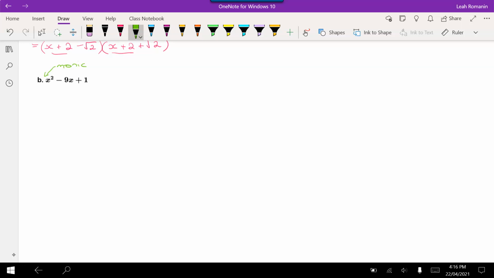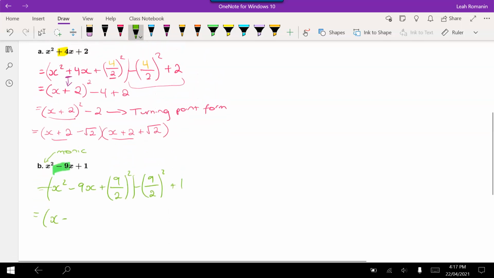So going through the process again, I've got x squared minus 9x, and then I've got my b term, which is the minus 9. So I'm taking 9 over 2 all squared, adding it, subtracting it, and then I've got my plus 1 on the end. Now, these three go in my bracket, so I'm taking my x. Now, this time I have a minus here, which means that there is a minus in my bracket.